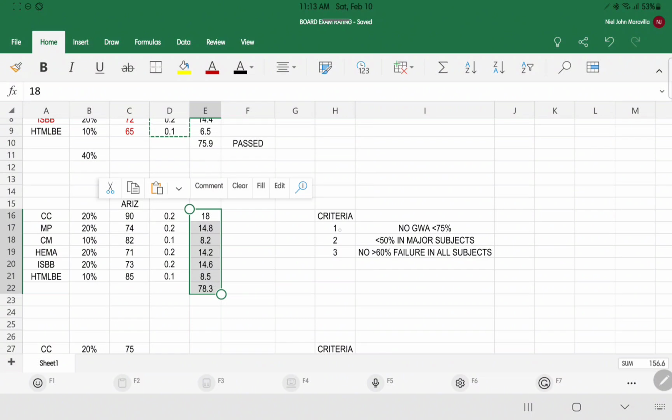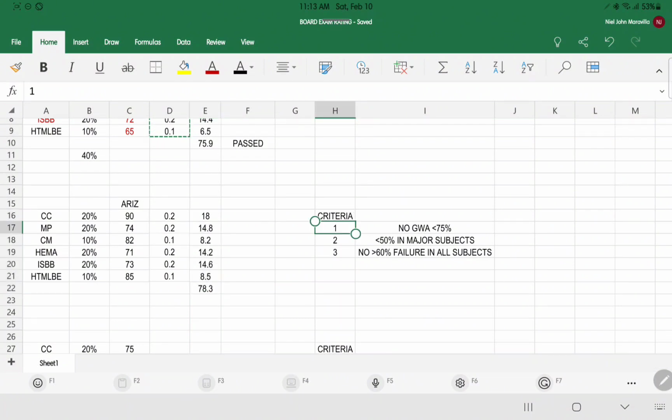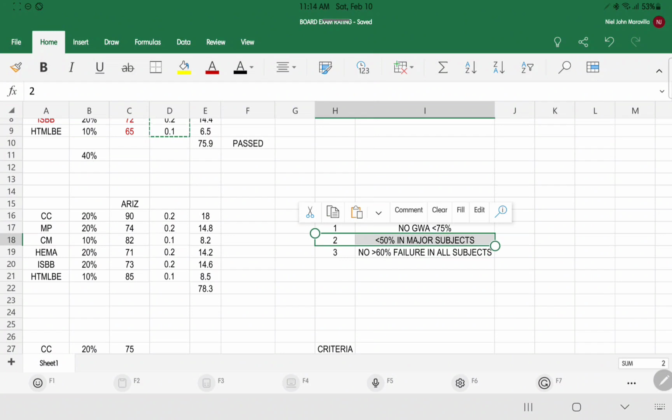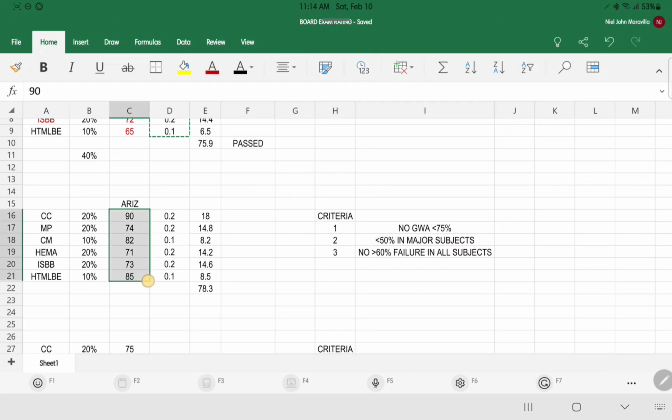Okay, so check natin for criteria 1, pasok ba siya? No, because 78.3 ang kanyang GWA. Okay. So, criteria number 2, less than 50% sa kanyang major subjects. Tignan natin ang kanyang mga bagsak. Pasok ba siya? No pa din, because wala siyang less than 50% sa kanyang CC, Micropara, HIMA, and ISBB. Okay, going well so far.